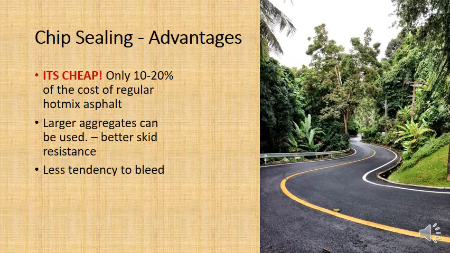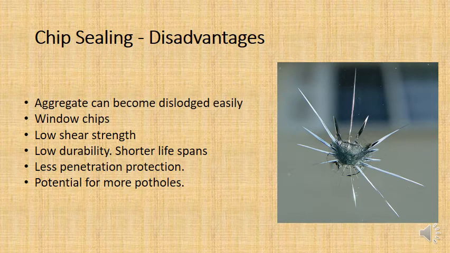So chip sealing, potentially in terms of water resistance at least, is actually more durable than hot mix asphalt, potentially. So there's some good advantage, but the real big advantage is the money you save. 10-20% of the cost of hot mix asphalt, that is not to be scoffed at. But what is the disadvantage with chip sealing?